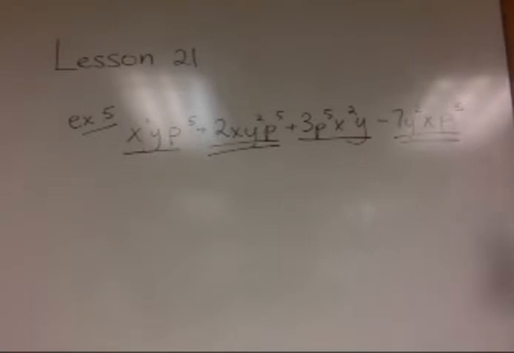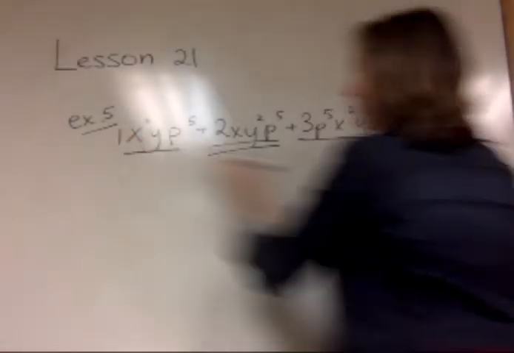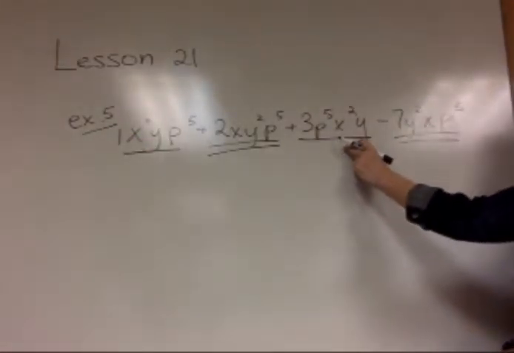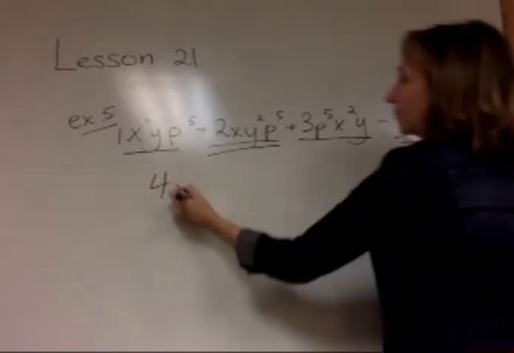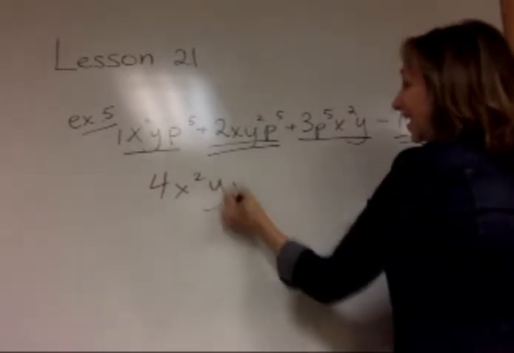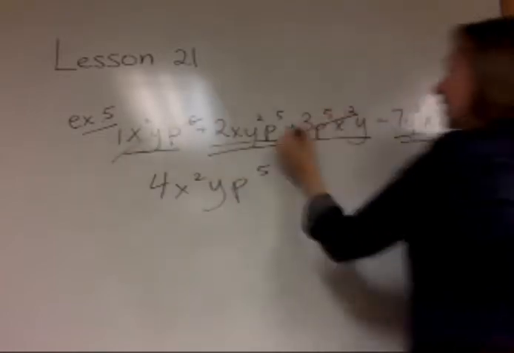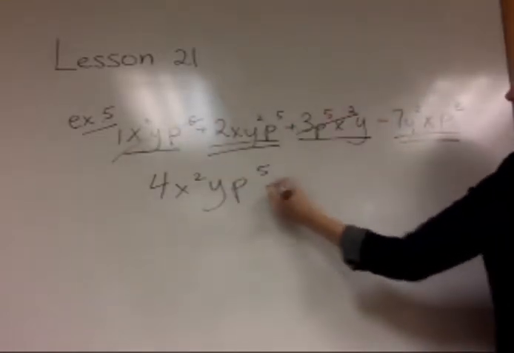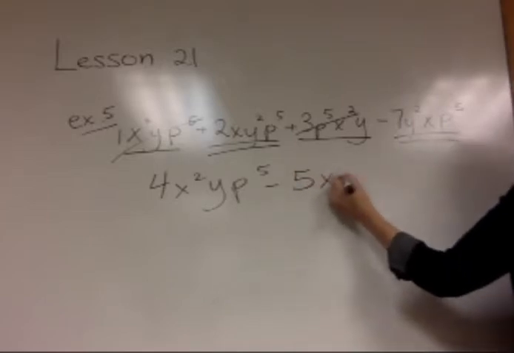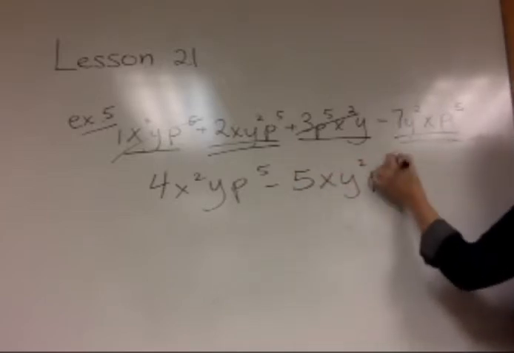Now, we're going to add the coefficients together. So how many x squared y p to the 5th do we have? Well, we have one here, one there, and one here, right? So 4. So we're going to have 4 what? X squared y p to the 5th. Okay, and then we have these like terms, so we have negative 5x y squared p to the 5th.